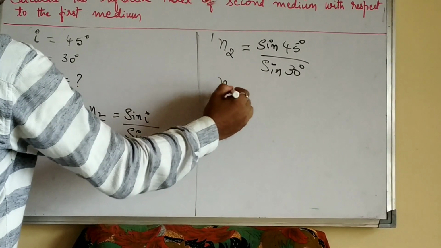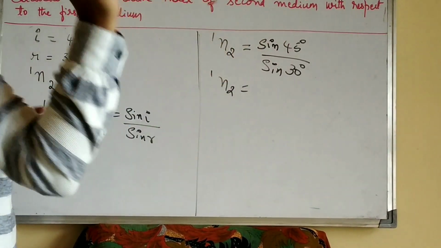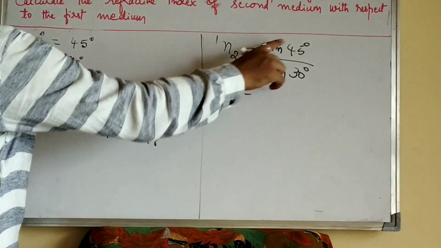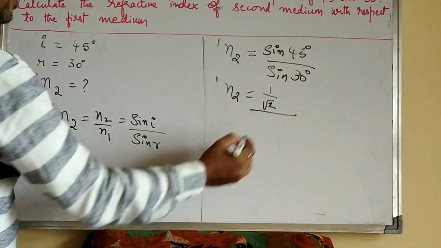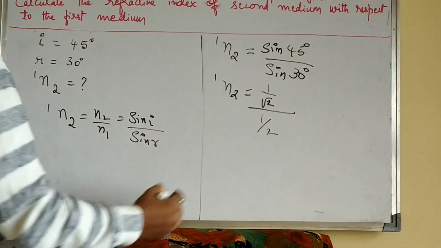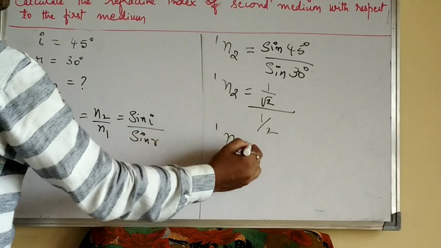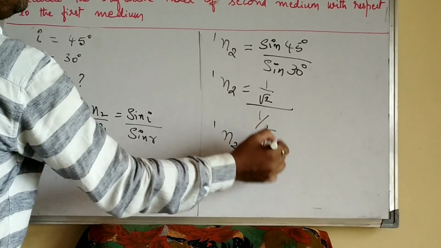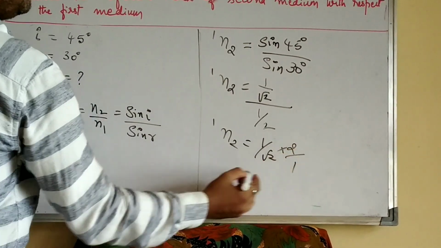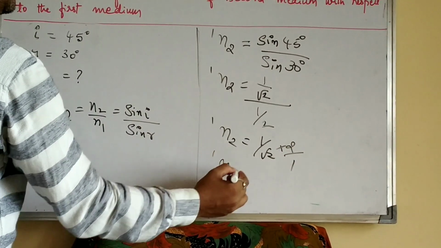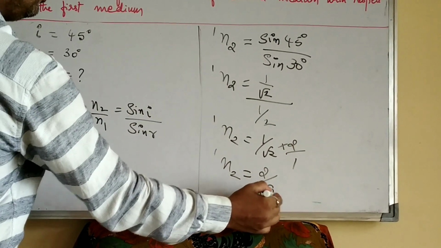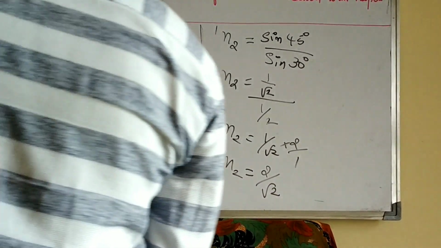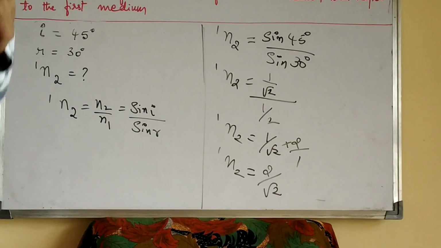Now these values you will learn in mathematics. Sin 45 degrees is 1 by root 2, divided by sin 30 degrees, which is 1 by 2. So what you will get: 1 by root 2 into, taking the reciprocal, 2 by 1. So the refractive index of medium 2 with respect to medium 1 is equal to 2 by root 2. So the answer you are getting is 2 by root 2.